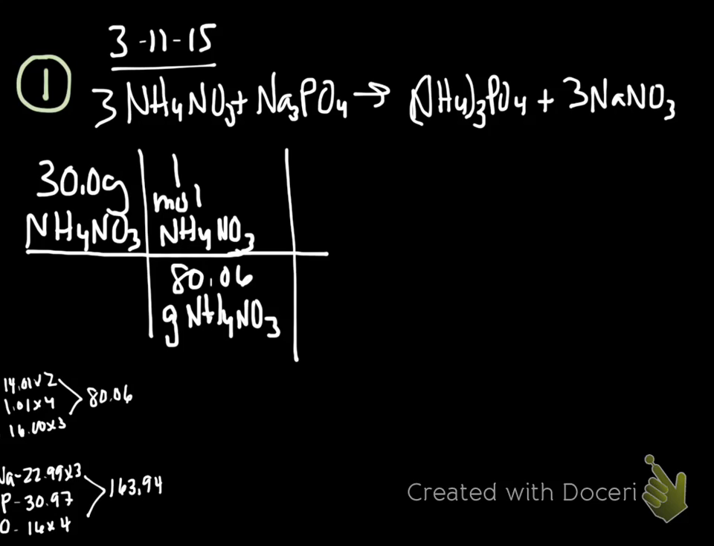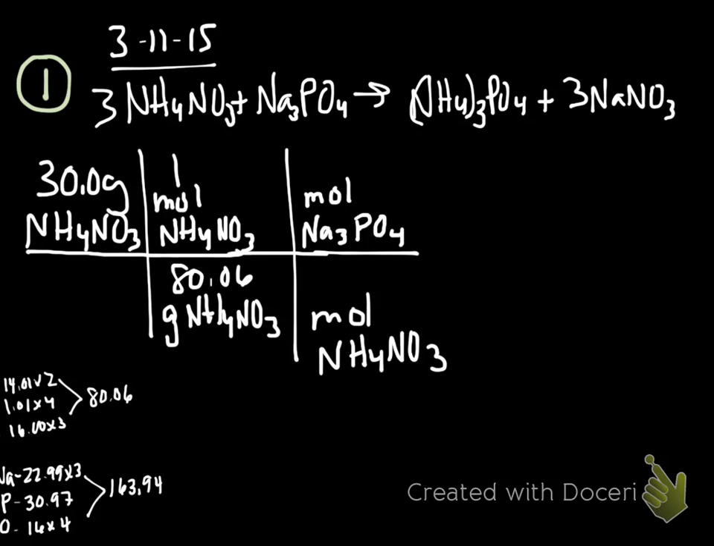Now I'm in moles, so I'm ready to go to what? Mole ratio. So I know that I'm looking for the ratio between the number of moles of ammonium nitrate and the moles of sodium phosphate. What is my mole ratio here? 1 to 3, 3 to 1. We have 1 mole of sodium phosphate for every 3 moles of ammonium nitrate.